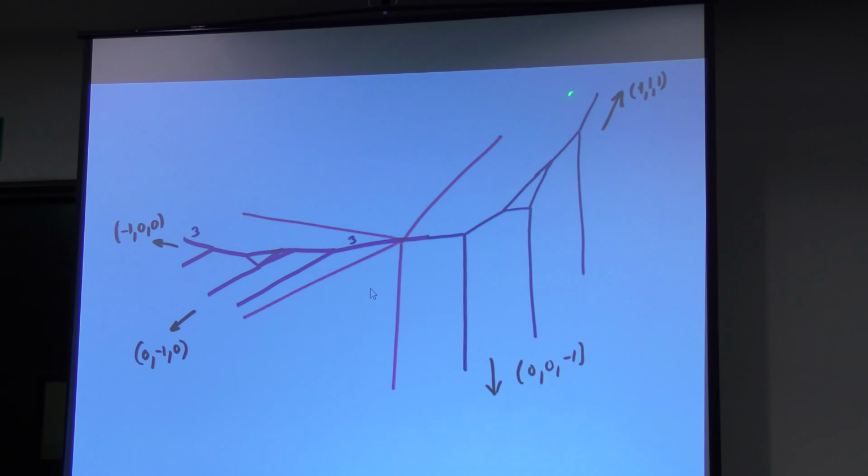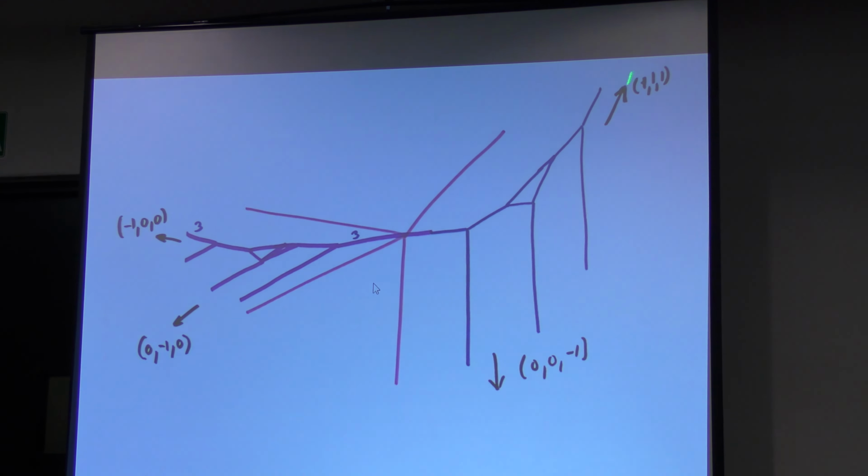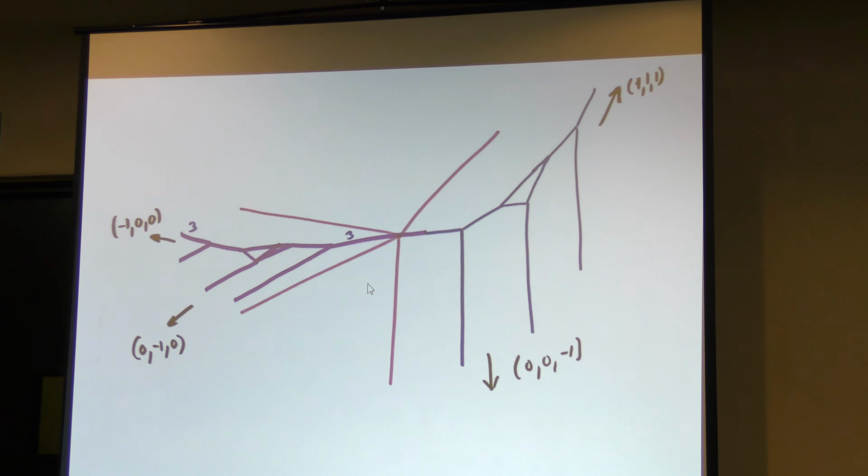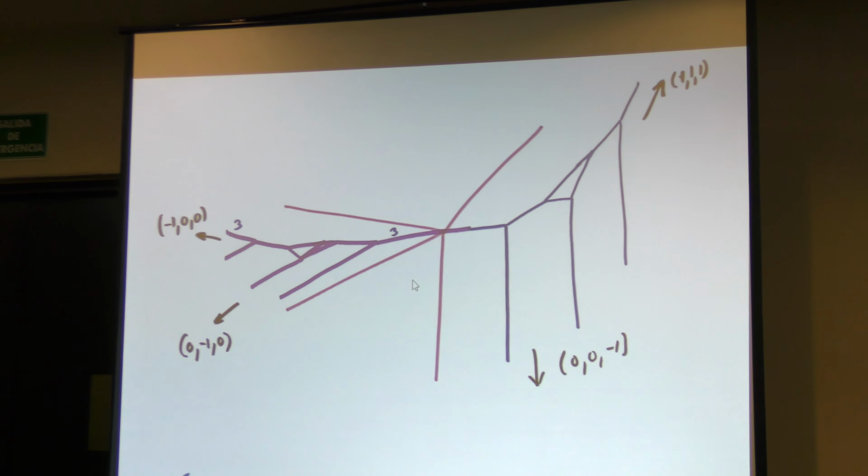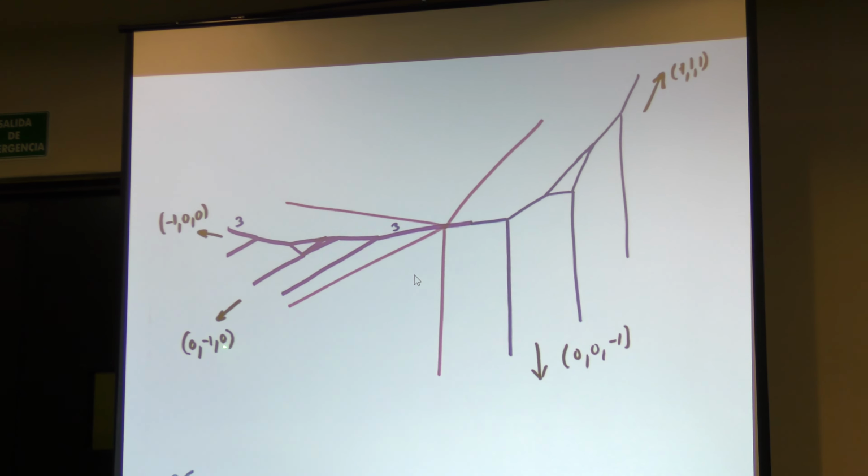What is your definition of degree? Well, I make my picture. I have an edge in direction (1,1,1) with weight 3. I have 3 lines in direction (0,0,-1) with weight 1. I have 3 lines with direction (0,-1,0).